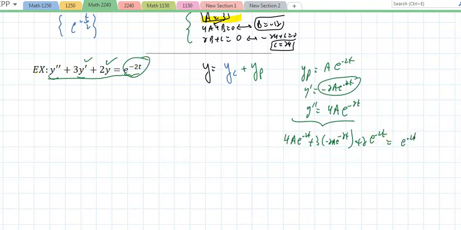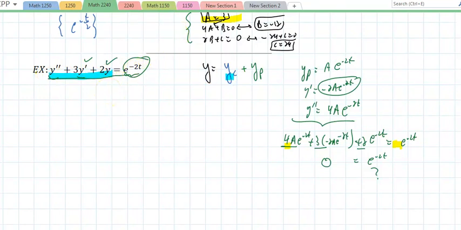Well, that's easy. That coefficient must equal the coefficient on the right, so let's see. This is 4 minus 6 plus 2, that's 0, equal to e to the negative 2t. We have a problem. An exponential can never be 0. What just happened? What happened was, you really didn't pay attention to the complementary first.